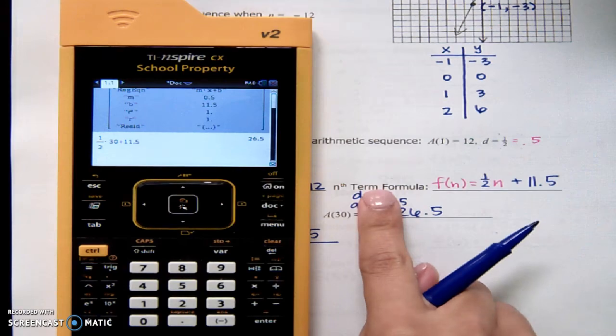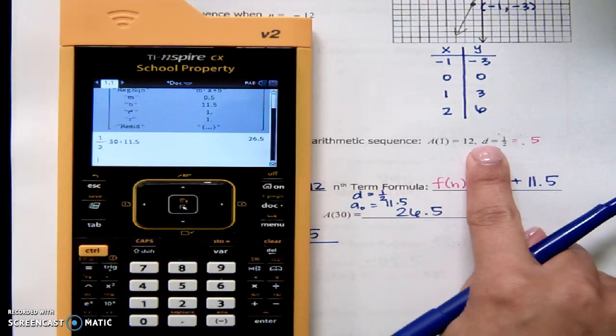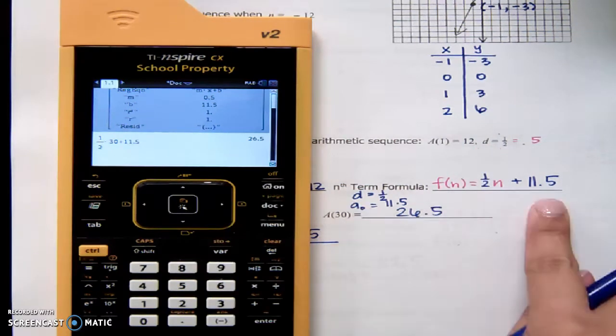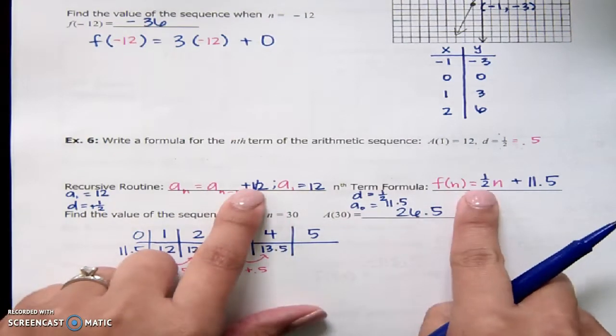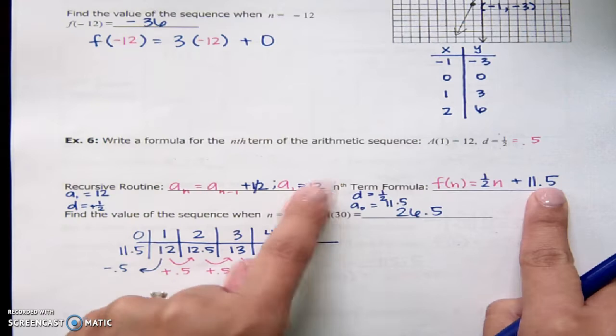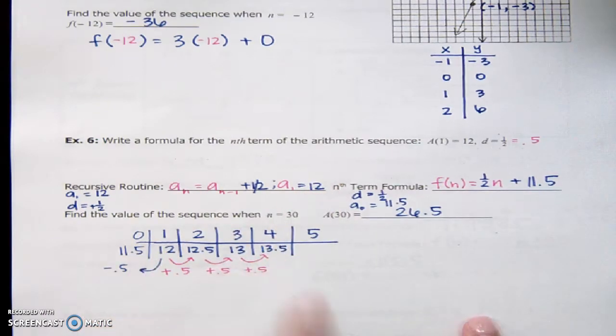For the nth term, use the calculator. M is D. B is your a sub 0 or your y-intercept. In the recursive routine, D is the same, but you don't use a sub 0 in the recursive routine. You need the first term in the sequence. And that's it.